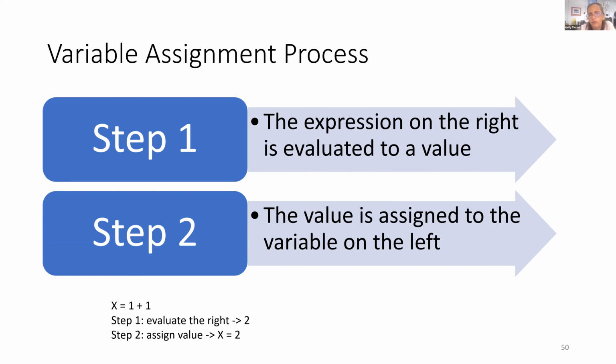So let's take a look at the variable assignment process. Again, this may feel a little bit too step by step, but I will show you why coming up. So step 1, the expression on the right hand side is going to be evaluated. So here we have x equals 1 plus 1. We will evaluate the expression on the right hand side. 1 plus 1 equals 2. And then step 2, the value is assigned to the variable on the left. So now x gets the value of the answer from the right, or 2.